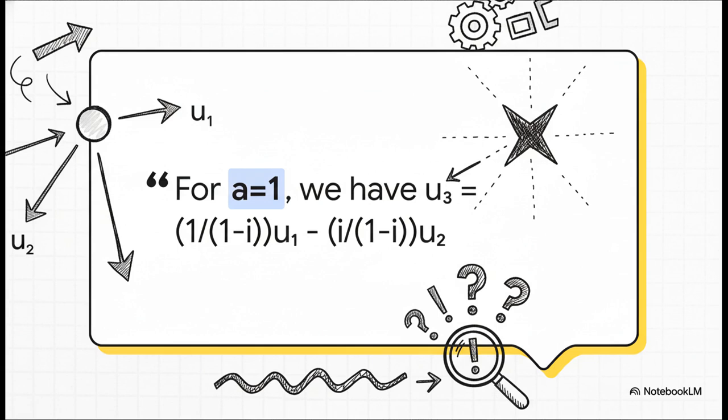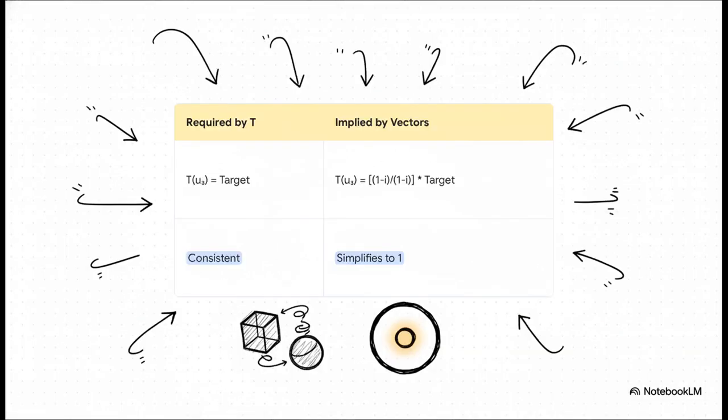Now for the really juicy one, a equals 1. Remember this relationship? This is the key piece of evidence we're holding. This equation isn't optional. It's a fundamental truth about how these vectors behave when a equals 1. So it's time for a consistency check. Let's apply the transformation T to our vector relationship. Now, T's big promise was that T of u1, T of u2, and T of u3 are all the same thing, that target matrix. So if we substitute that in, the question becomes, do those crazy-looking coefficients actually simplify down to the number 1?